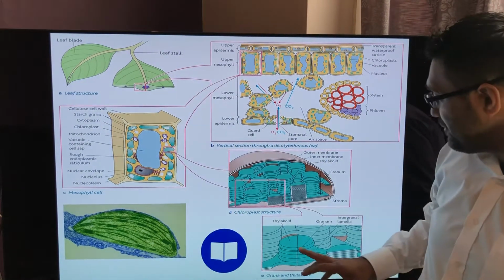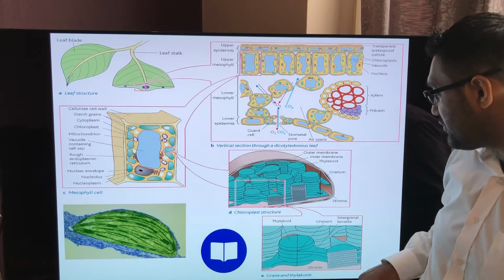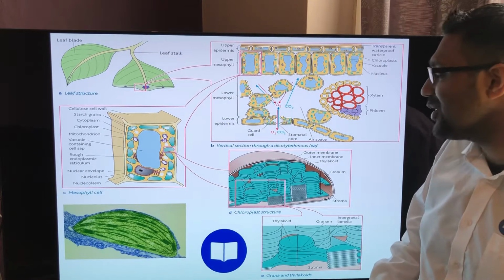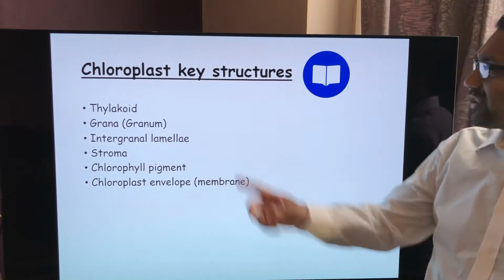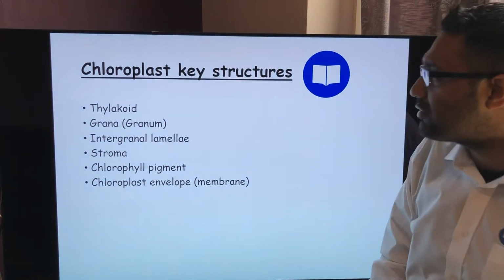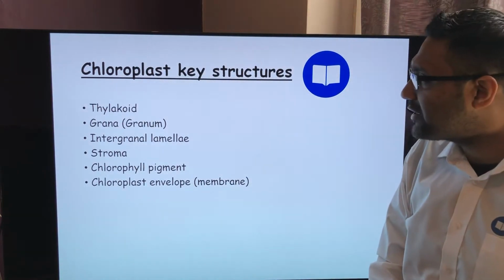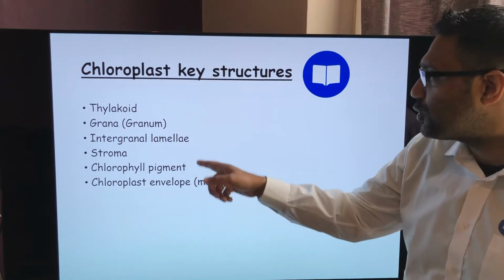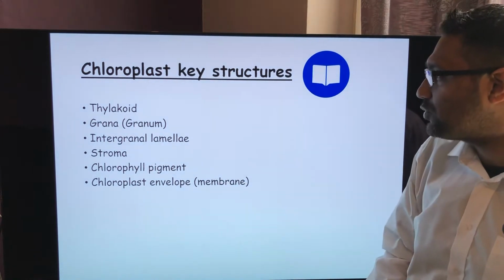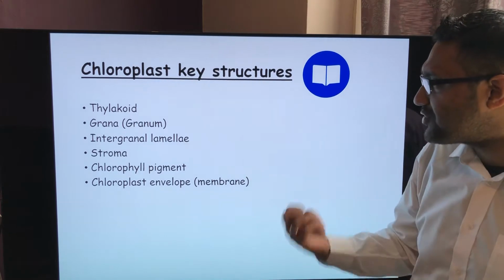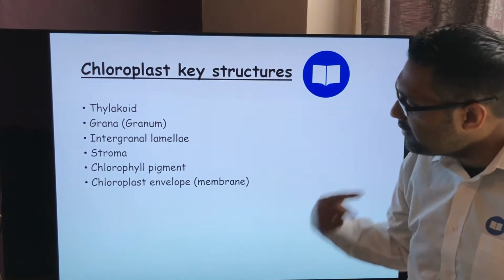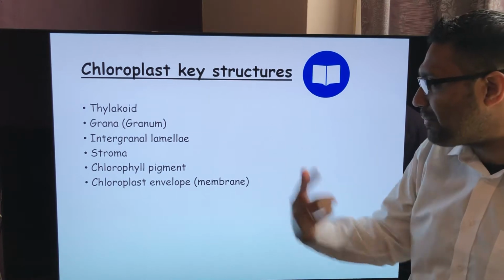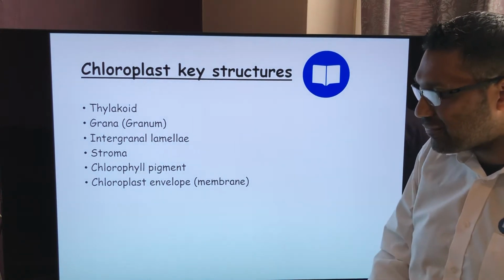So that's what those bridges are for, intergranal lamellae. So, key structures then: we talked about the thylakoid, we talked about the grana, granum for singular, intergranal lamellae, that's plural, lamella is one. We talked about the stroma. The chlorophyll pigments are found in these little thylakoids, and the chloroplast is wrapped in an envelope, a double membrane, to keep everything there.